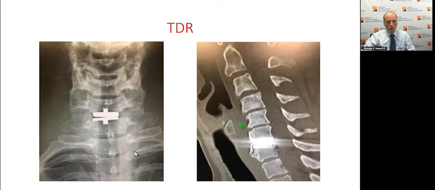In retrospect, if you look at their indication to do this, I question it. This 4-5 level and 5-6 level are already completely bone on bone. So I'm not sure what they were thinking when they did a disc replacement to try to preserve motion.